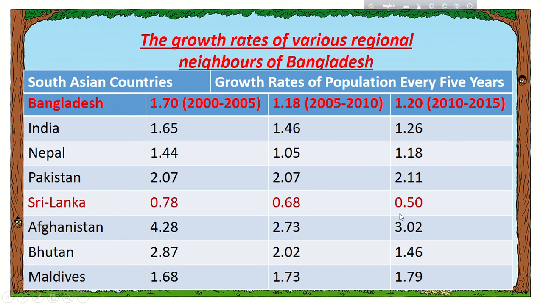So the above table shows that the population growth rate of Bangladesh is too high compared to that of Sri Lanka, and it is also high compared to that of India. But Pakistan and Afghanistan lead the chart among these regional countries, and this rate of population growth depends on some important factors, that is birth rate, mortality rate and some other reasons.